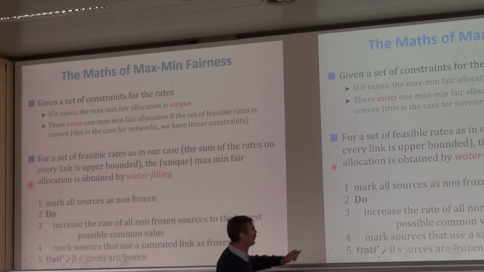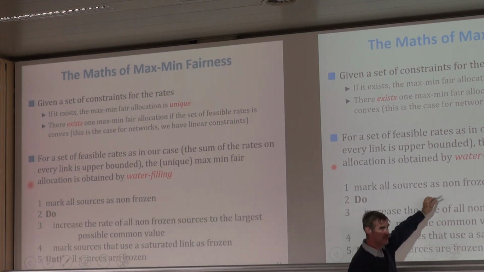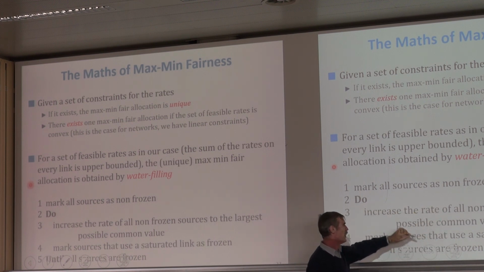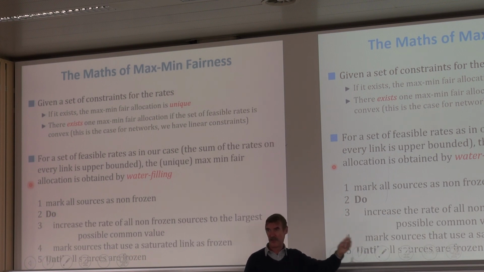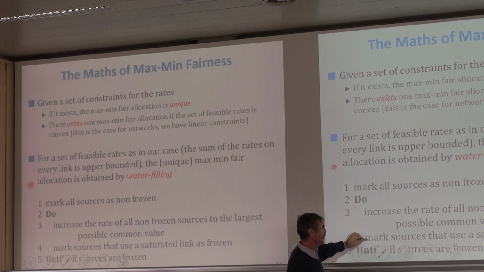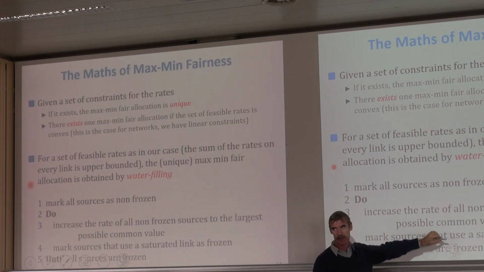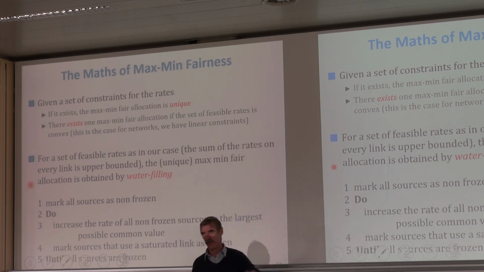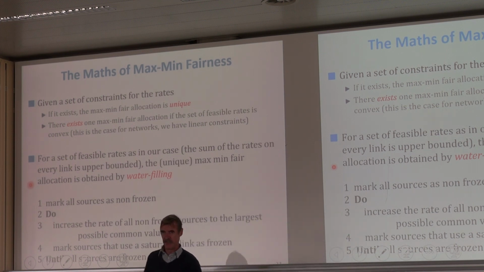Which can be translated by this algorithm. First, you mark all sources as non-frozen. That means you will try to increase them. Increase the rate of all non-frozen sources to the largest possible common value. So give the same common value to all the non-frozen sources. And you mark the sources that use a saturated link as frozen. And you iterate. Because you have a finite number of links, and at every step of this algorithm you will saturate at least one link, the algorithm will terminate. Not only will it terminate, but it will find the max-min fair allocation.